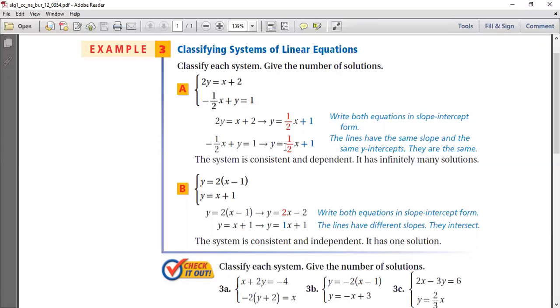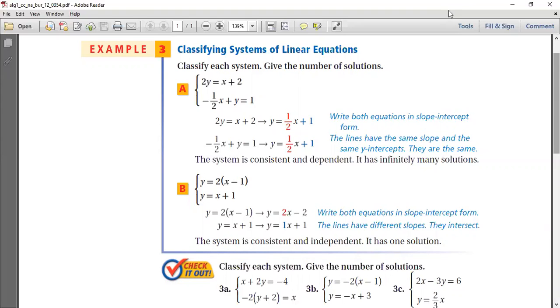If it is consistent, then also we have to find out whether it is independent or dependent. If the system is consistent, we have to find out whether the system is independent or dependent. If it is independent, it will have exactly one solution. And if it is dependent, it means it will have infinitely many solutions.